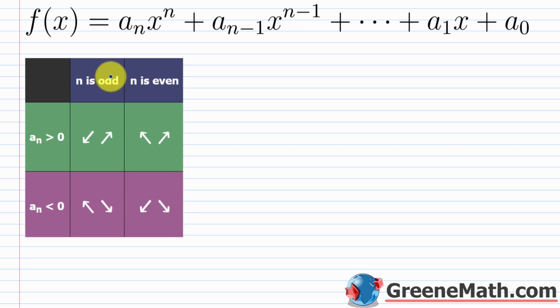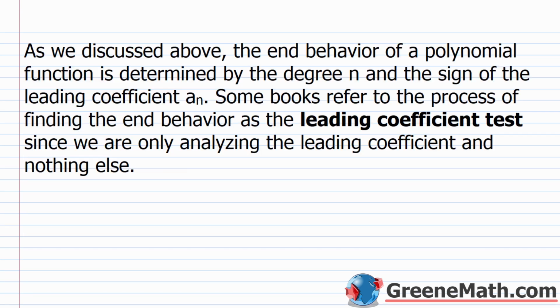So notice that in this column right here, so again, this is when n is odd, you have opposite behavior. So this is falling to the left and rising to the right. This is rising to the left and falling to the right. Then when n is even, again, you have the same behavior. So rising to the left and rising to the right, and then down here, falling to the left and falling to the right. So as we discussed above, the end behavior of a polynomial function is determined by the degree n and the sign of the leading coefficient a sub n.